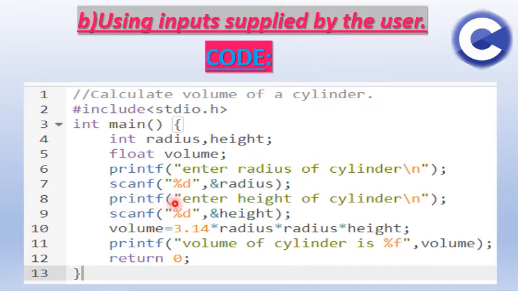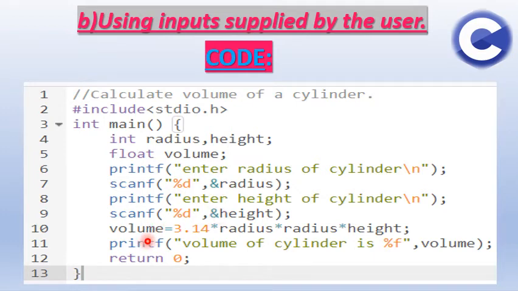Then the printf function again, I wrote inside it "Enter height of cylinder", then again the same escape sequence character. Now in the scanf function, inside my double quotes I wrote %d. Again the user will input data of integer type, then address of height. That means the integer value the user is giving will be stored in your variable height. So now your radius and height are both supplied by the user's inputs. Now you have values of radius and height.